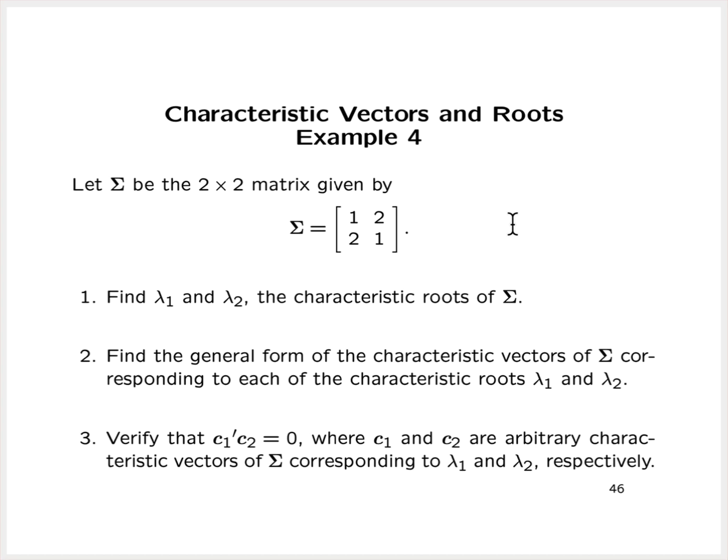Okay, let's look at another example here. So we've got, again, a 2 by 2 matrix. We'll go through the same process, answer the same questions. While we're here looking at this, let's just note that the trace of this matrix is 2, and the determinant is 1 times 1, which is 1, minus 2 times 2, 4. So 1 minus 4, negative 3.